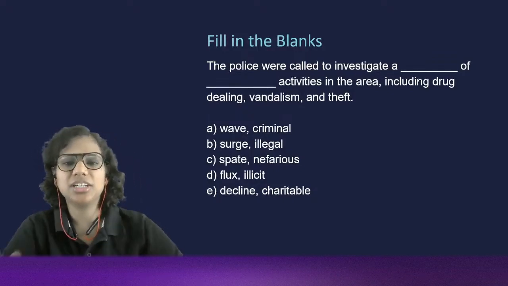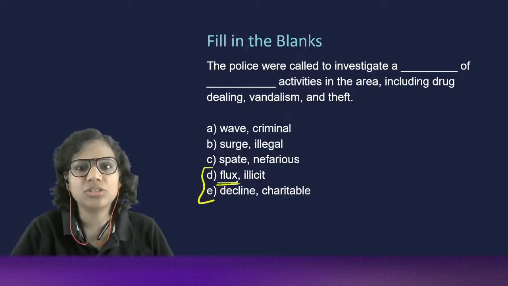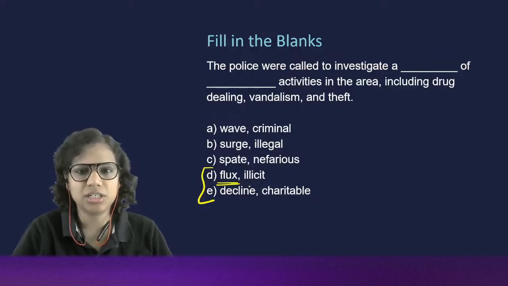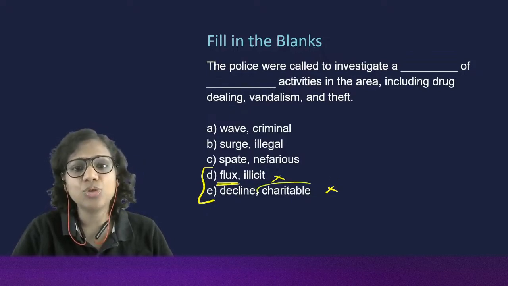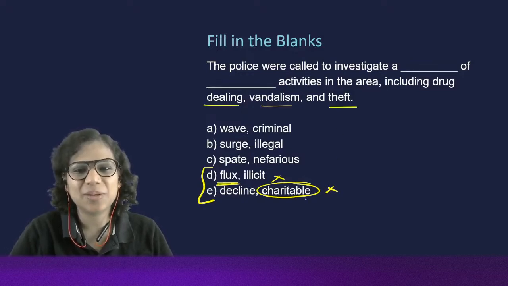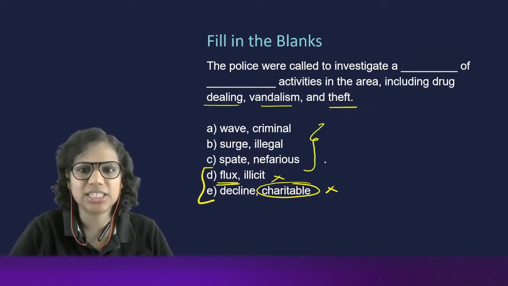So actually, D and E are easy to eliminate, you are right. Flux means fluctuation. So if there is a fluctuation, the police probably will not be asked to investigate. If there's a decline, again, the police will probably not be asked to investigate. Moreover, look here, there's a decline of charitable activities. So these are not charitable activities, right? This does not make sense logically. Okay, let's have a look at these three.